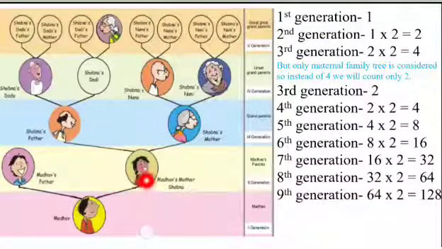But suppose we count only for Shobna, then Shobna is the first generation. Shobna's parents will come under second generation. Shobna's grandparents will come under third generation. That means one generation less than Madhav's, right? Now see, this is how the family tree grows.